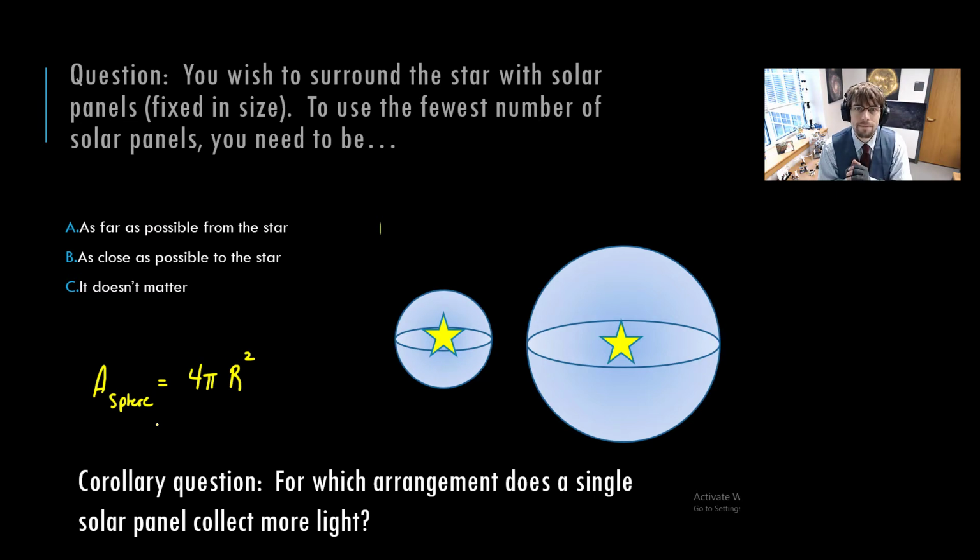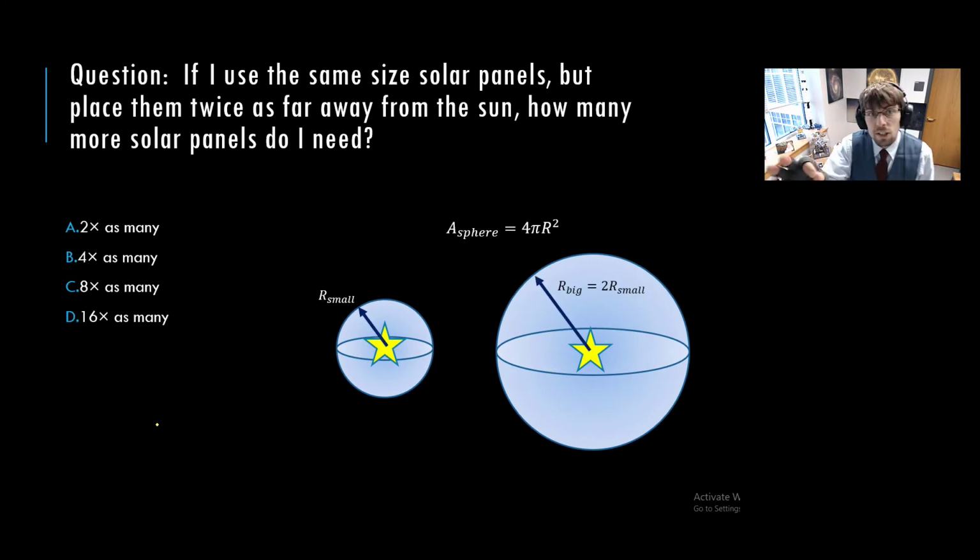Okay? Well, let's get some practice. Question for you. If I use the same size solar panels, but place them twice as far away from the star, how many more solar panels do I need? So now I'm asking you to quantify. I've got a picture here. Of course, we'll say that I choose some distance and here I surround it. Over here, I choose a distance that's twice as large and I surround the star. Go ahead, figure out for me how many more solar panels I need.